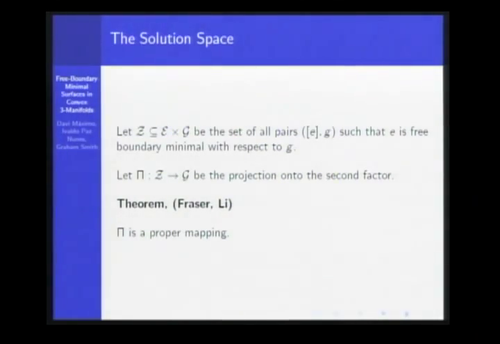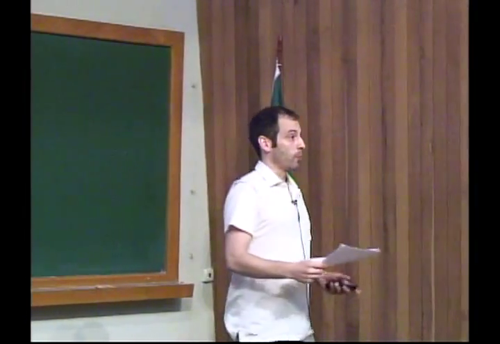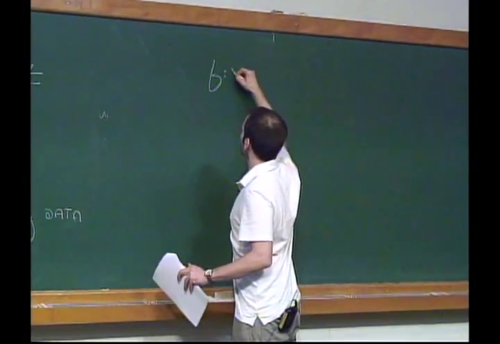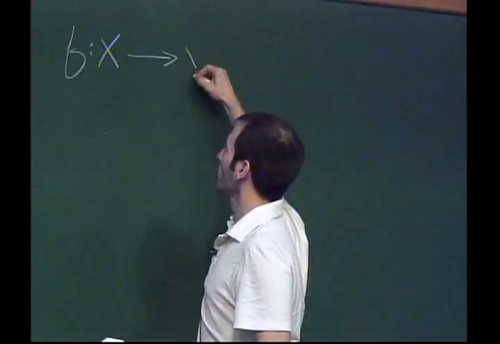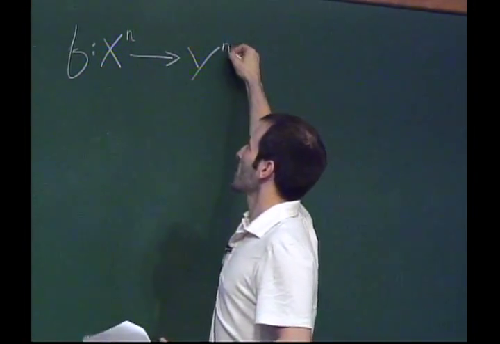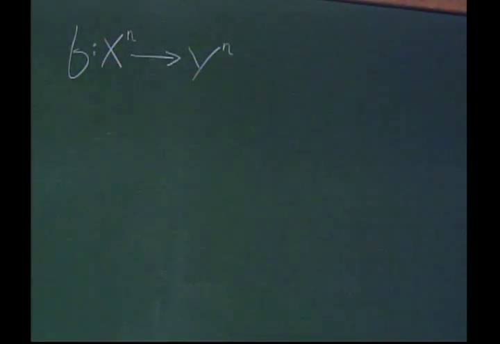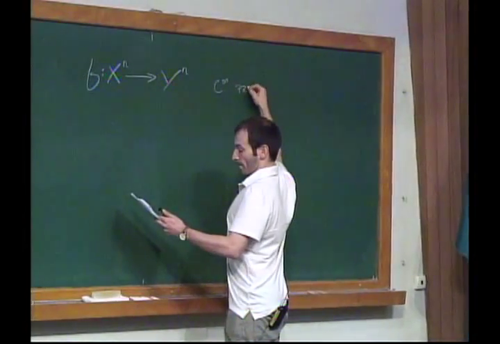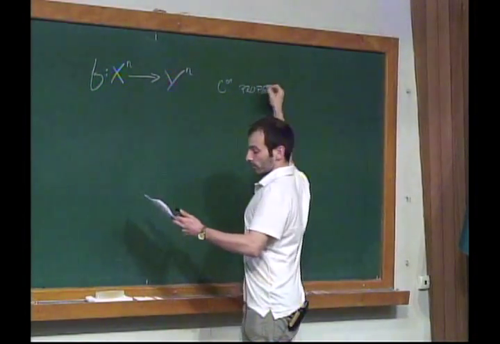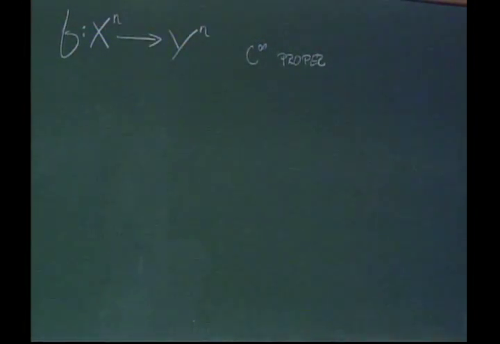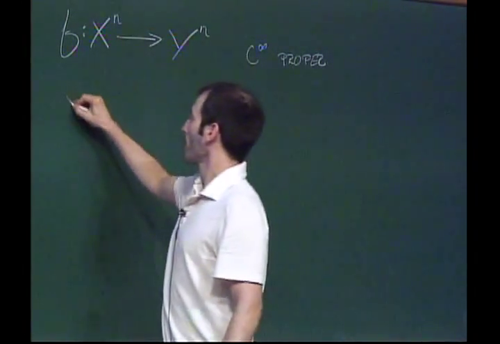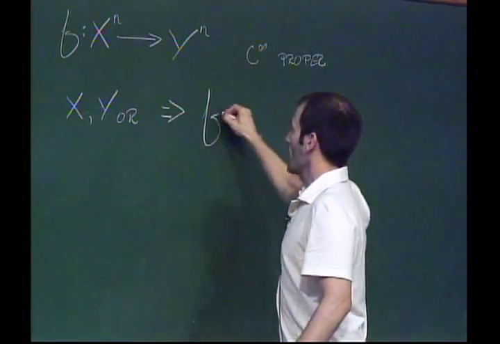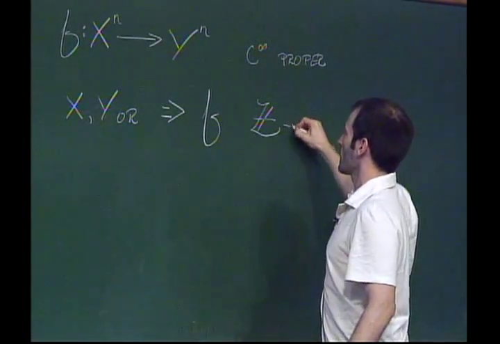Suppose, let's just return briefly to the finite dimensional world. And suppose that we have a smooth mapping F, which sends one finite dimensional manifold X into Y, which is another finite dimensional manifold of the same dimension. And let us suppose that this mapping is proper. Then we know that if X and Y are both orientable, then F has a well-defined Z-valued degree.